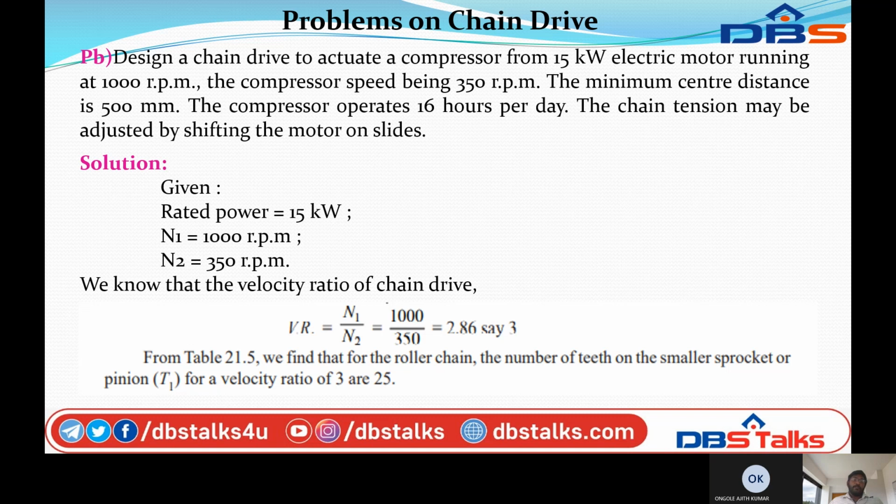So the given data: rated power is equal to 15 kilowatts, speed N1 is equal to 1000 rpm, N2 is equal to 350 rpm. We know that the velocity ratio of the chain drive, VR, is equal to N1 by N2, that is equal to 1000 divided by 350. We can calculate the value as 2.86, so it will be rounded to 3. So the velocity ratio of the chain drive is 3.